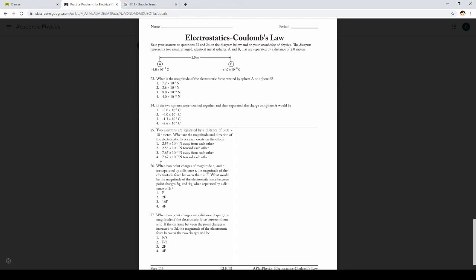Number 26, when 2-point charges of magnitude q1 and q2 are separated by a distance r, the magnitude of the electrostatic force between them is F. What would the magnitude of the electrostatic force be between charges 2q and 4q when separated by a distance of 2r? So we are increasing our numerator by a factor of 8 because we would do 2 times 4 is 8. We're increasing the denominator by a factor of 4 because we would have 2r squared gives me 4r squared. So 8 divided by 4 is 2. The whole answer is increased by a factor of 2.